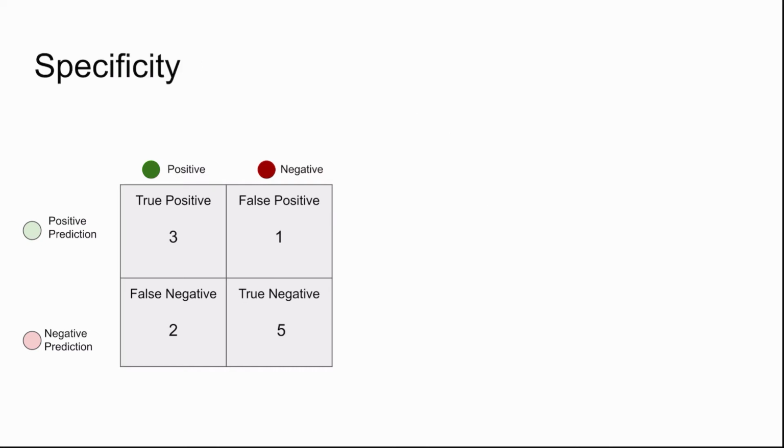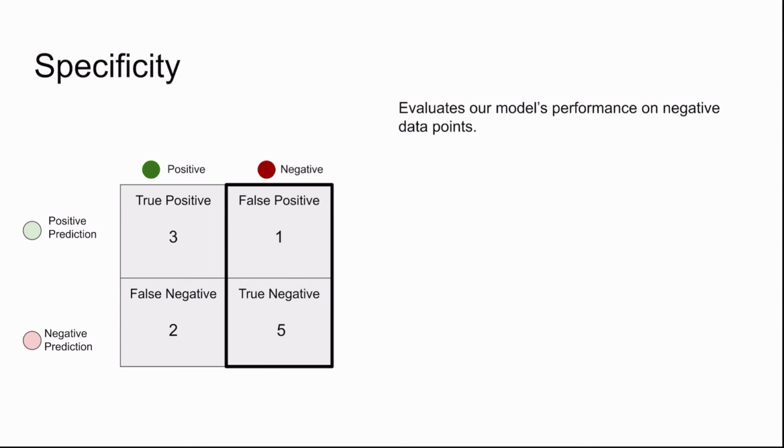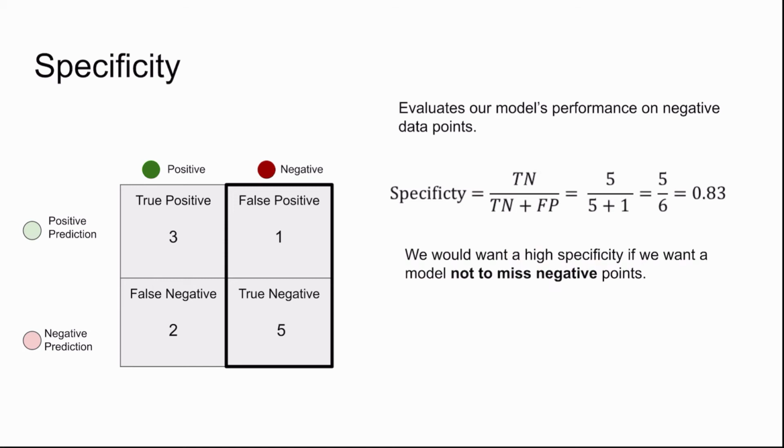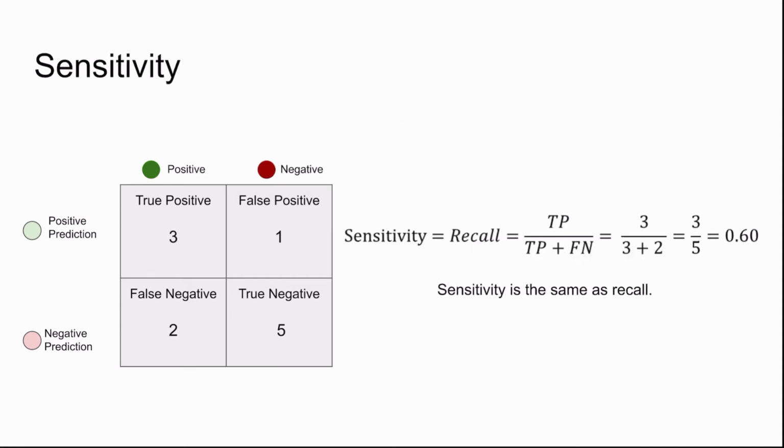We also have specificity, and this evaluates our model's performance on negative data points, and is calculated as the number of true negatives divided by the number of negative points, which in this case is equal to 5 over 6. We would want a high specificity if we want a model not to miss negative points. This is the opposite of recall, where we do not want to miss positive points. We also have sensitivity, and this is just the same as recall.